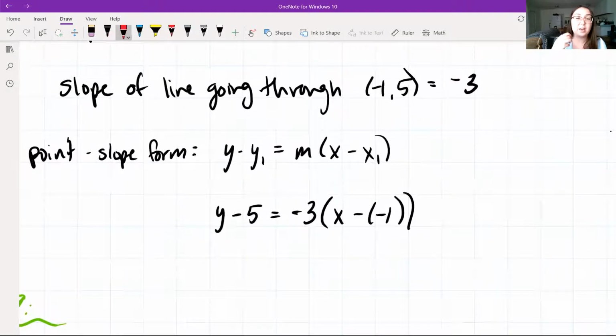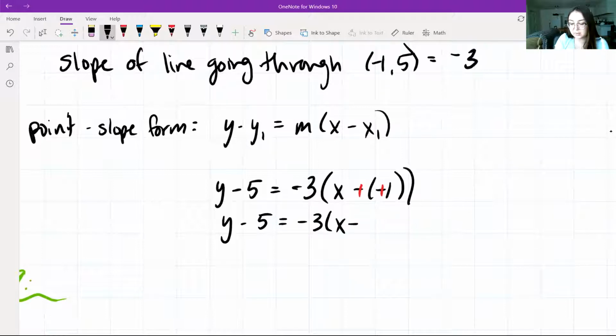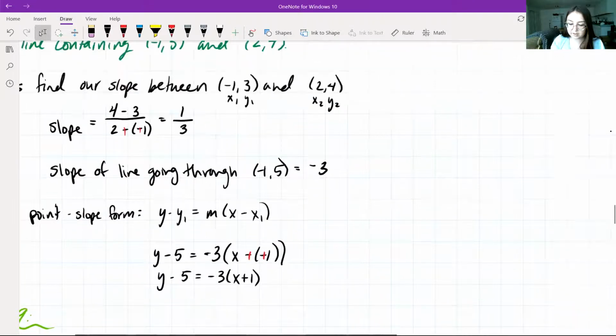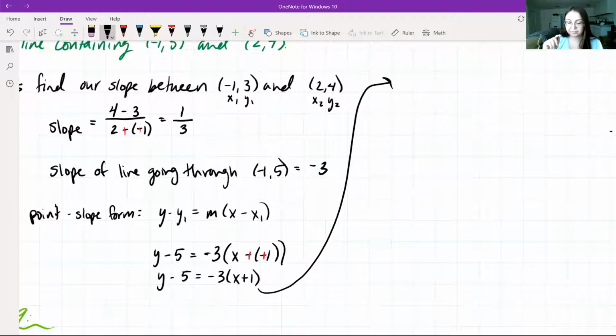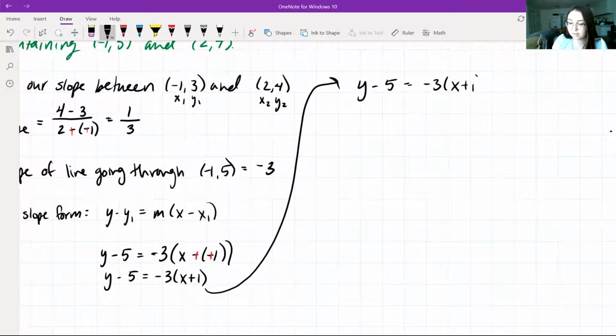So once again, we have a minus -1 here, so we know this is the same thing as saying a plus. And we get y minus 5 is equal to negative 3 times x plus 1. I want to calculate this value, so let's pull this over here. And what we want to do is get our equation in slope-intercept form, because that's what we consider to be our simplest form.